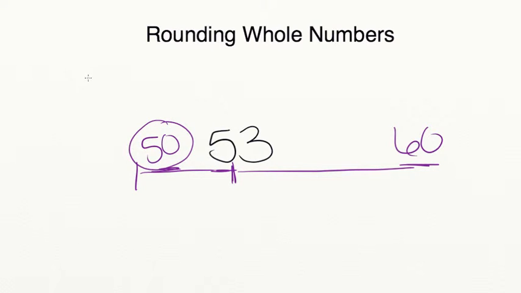So I'm going to teach you 3 simple steps today to learn how to round numbers to a certain place value. Let's start with the number 652. I want you to round this number to the nearest hundreds place. So let's start with our 3 simple steps for rounding whole numbers.